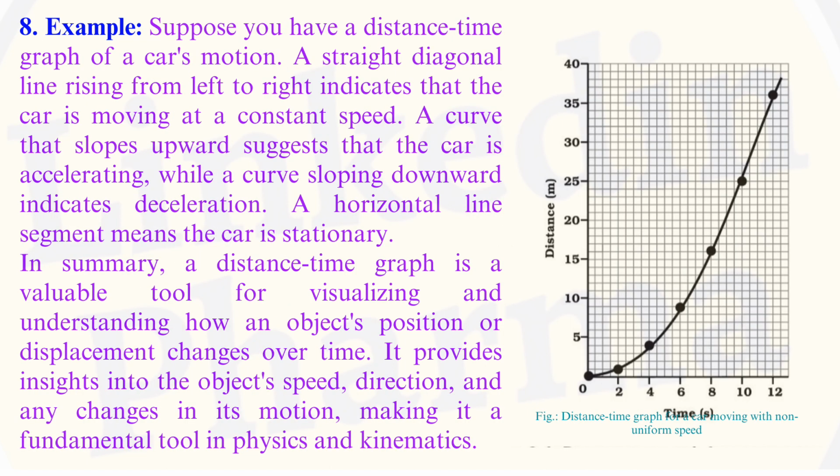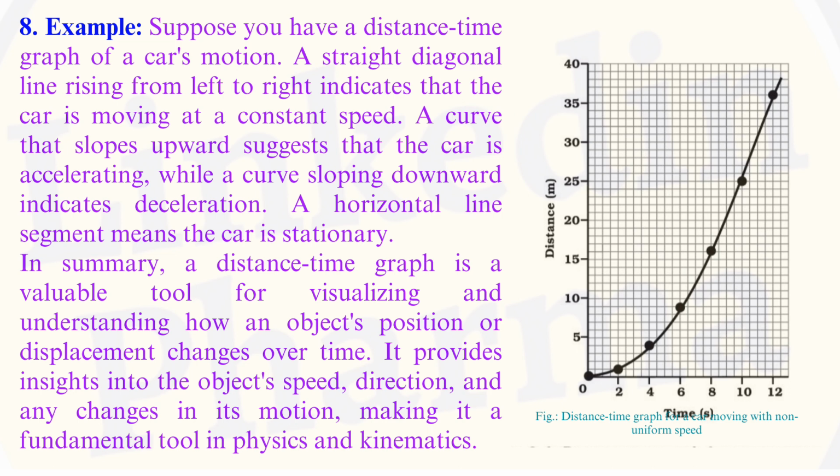8. Example. Suppose you have a distance time graph of a car's motion. A straight diagonal line rising from left to right indicates that the car is moving at a constant speed. A curve that slopes upward suggests that the car is accelerating, while a curve sloping downward indicates deceleration. A horizontal line segment means the car is stationary.